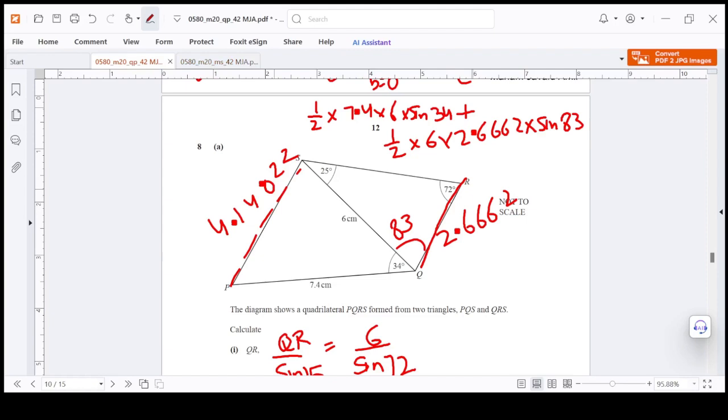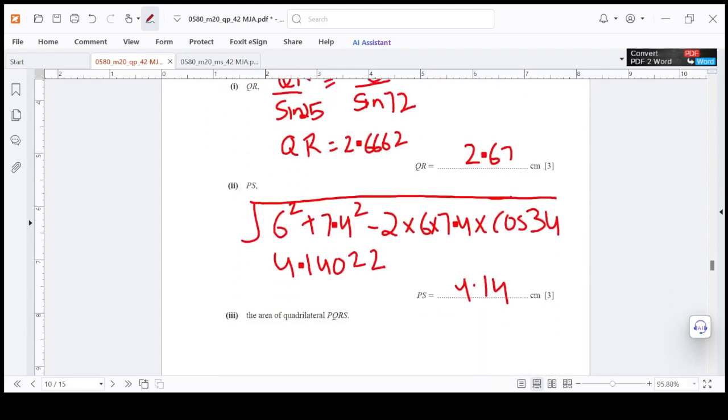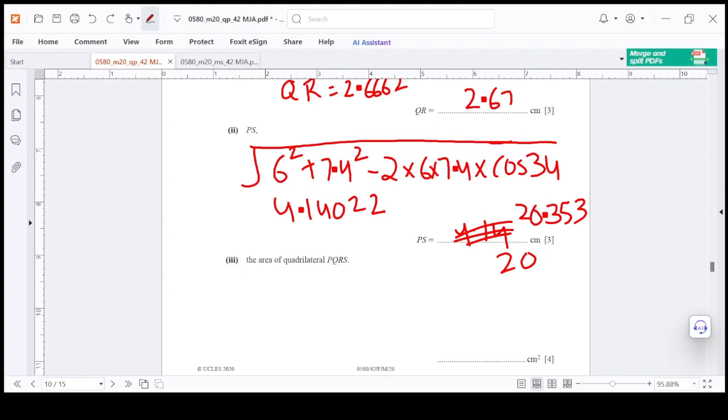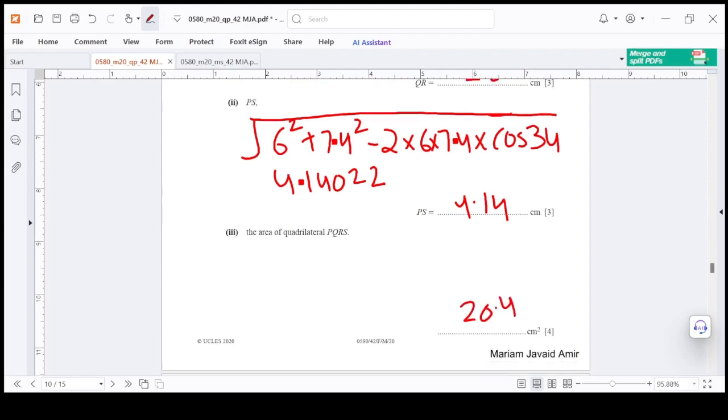0.5 times 6 times 7.4 times sine 34. I wrote 32 by mistake. Now I'm getting the right answer. It's very important you double check your values, especially if you're like me. Please triple check the values that you enter in your calculator. 20.353, which gives 20.4. Oh, that was not the answer for this one. It was the answer for this one, 20.4 after rounding.